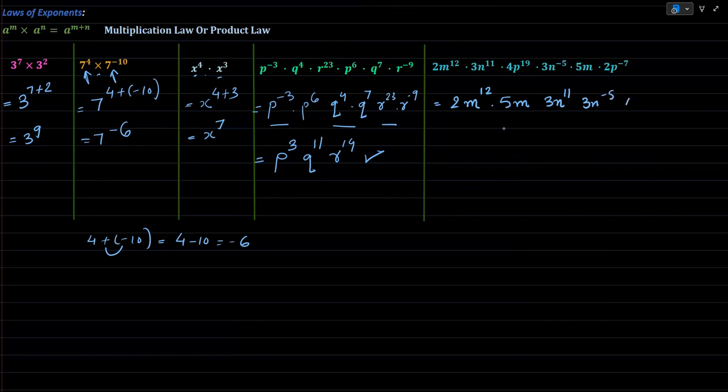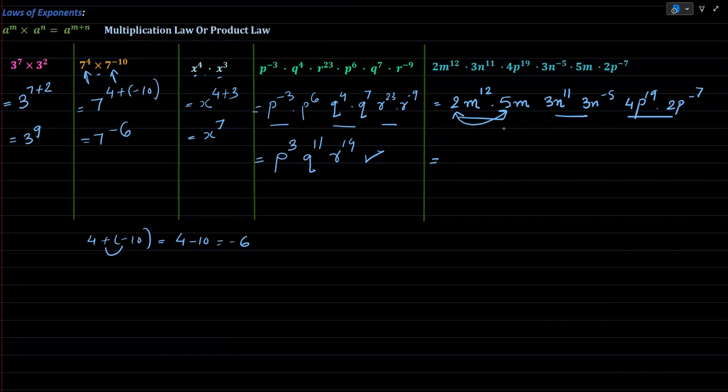And the last pair will be with base p, so it's 4p to the power 19 and 2p to the power minus 7. So what we have done, we made pairs having the same base so that we can apply the product law one by one. Now here, one thing to notice, we have coefficients associated with the terms, with the numbers. So we have to multiply the coefficients with each other.